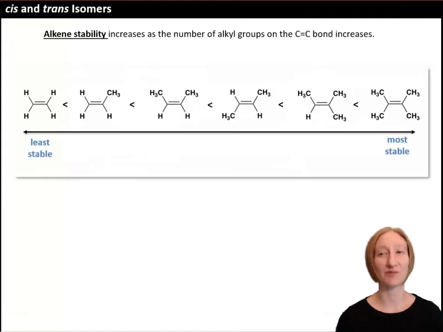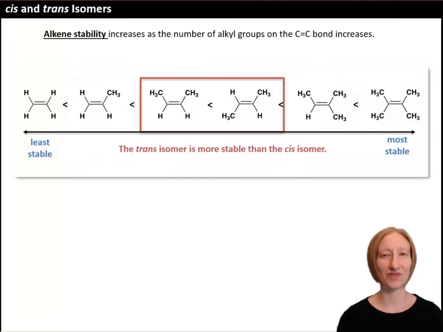One final piece to look at before we end this lecture video is the relative stabilities of different alkenes. Alkene stability increases as the number of alkyl groups on the carbon-carbon double bond increases. That means that tetrasubstituted alkenes are the most stable alkenes, followed by trisubstituted alkenes, then disubstituted alkenes, then monosubstituted alkenes, and then finally ethylene is the least stable alkene. Within disubstituted alkenes, trans alkenes are more stable than cis alkenes.